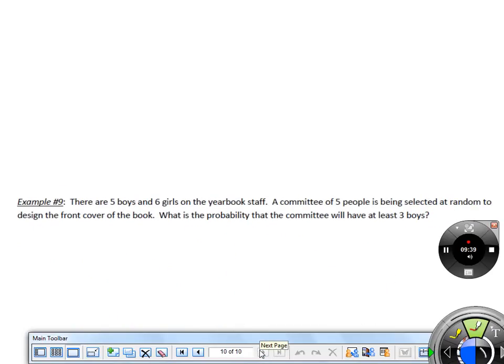All right, there are 5 boys and 6 girls on the yearbook staff. A committee of 5 people is being selected at random to design the front cover of the book. What is the probability that the committee will have at least 3 boys? Okay, so first of all, we talked about the words at least 3 boys, and we're choosing a committee of up to 5 people. So 3 boys, that's a success for us. 4 boys, or 5 boys. Remember, that word at least, you need to understand, means these 3 different probabilities are all good and successful in our book right now.